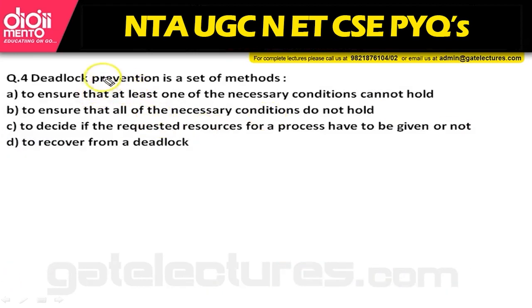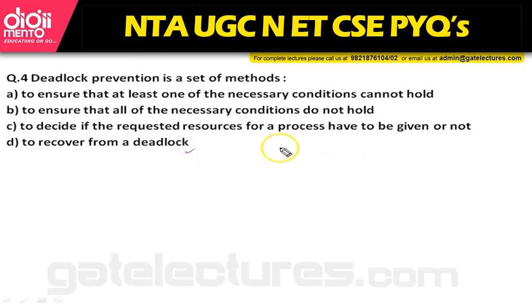So we have the next question. Deadlock prevention is a set of methods. Option A says to ensure that at least one of the necessary conditions cannot hold. B option says to ensure that all the necessary conditions do not hold. Okay, it is saying at least one of the necessary conditions, and it is saying all the necessary conditions. We will see what the conditions are. Now C option says to decide if the requested resource for a process has to be given or not, or to recover from a deadlock. Do understand this question very carefully. It is a very good question.